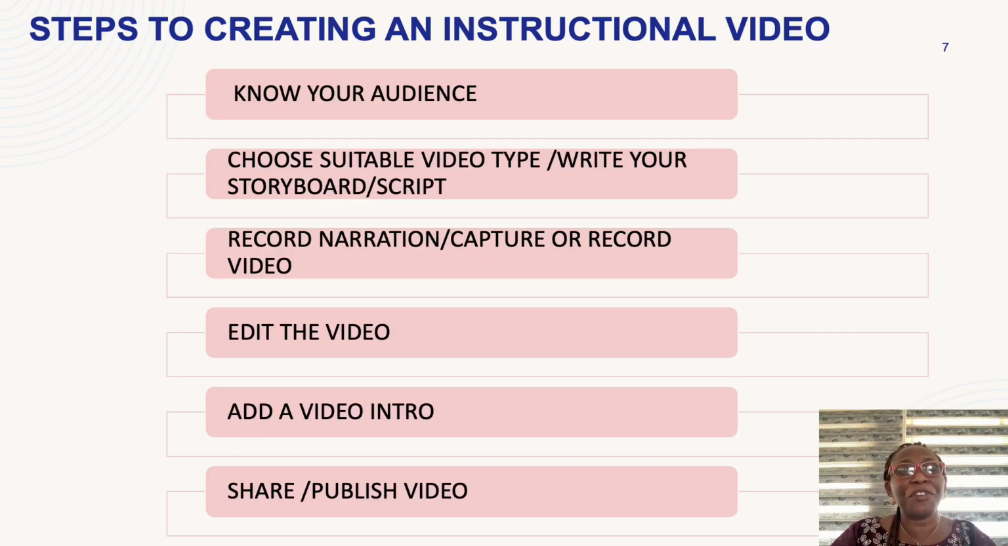To create instructional videos, there are steps that one needs to take, the steps that we need to follow one after the other. The first is to know your audience. What kind of audience do you have? Are they young? Are they adults? Are they old? Are they students? Those are the things that will determine the kind of video that you want to make. So there's a need for you to be familiar with your audience, to have an idea of who is in your audience. Also, there's a need to choose an adequate or suitable video type. And there's a need to write your storyboard.